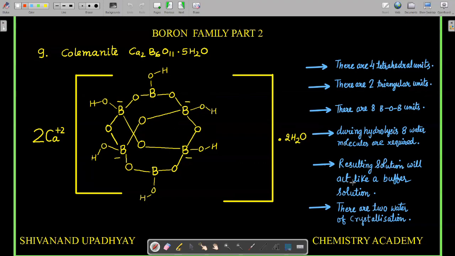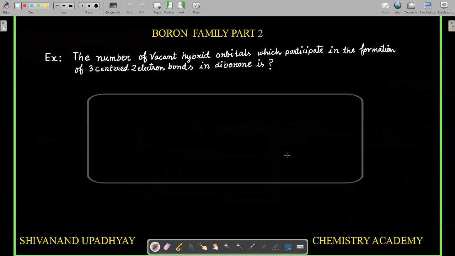Resulting solution will act like a buffer solution. Why buffer? Because it is a mixture of boric acid, 2 molecules of boric acid and 4 molecules of its salt with a strong base. So it is an acidic buffer. There are 2 water of crystallization. So all the things you can do very logically. So let us solve whatever we have studied today.